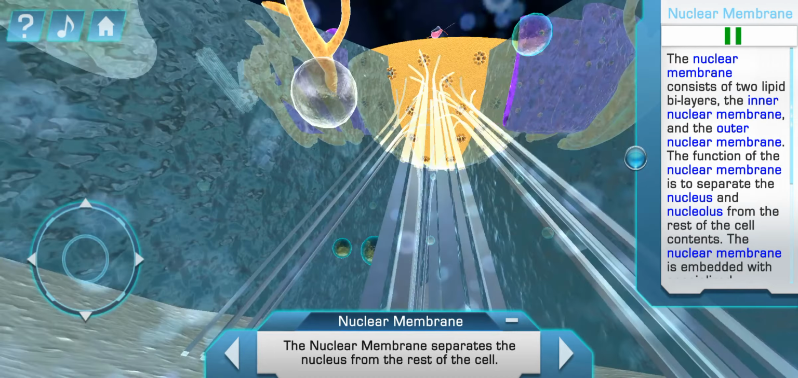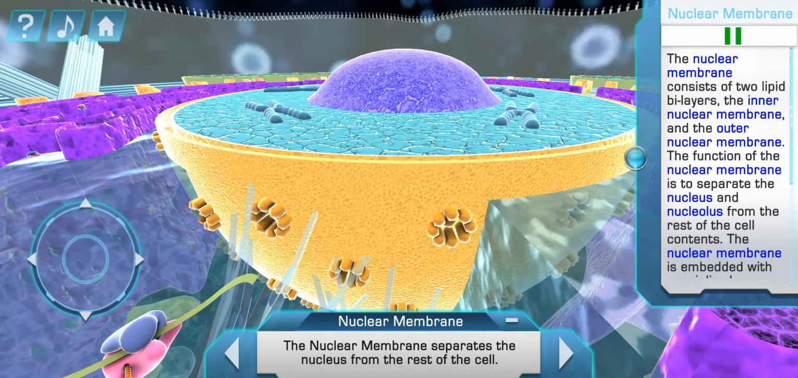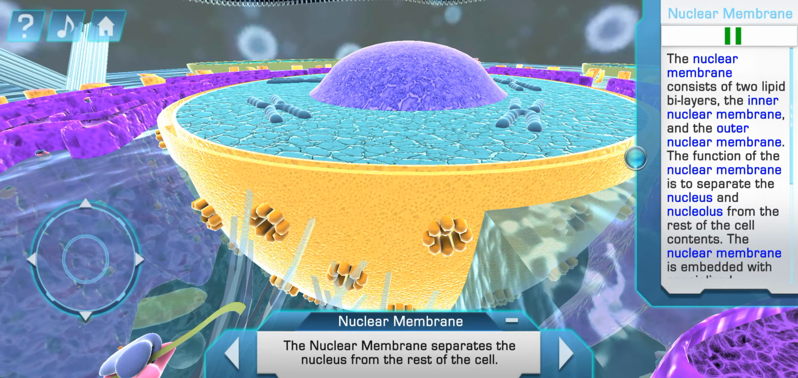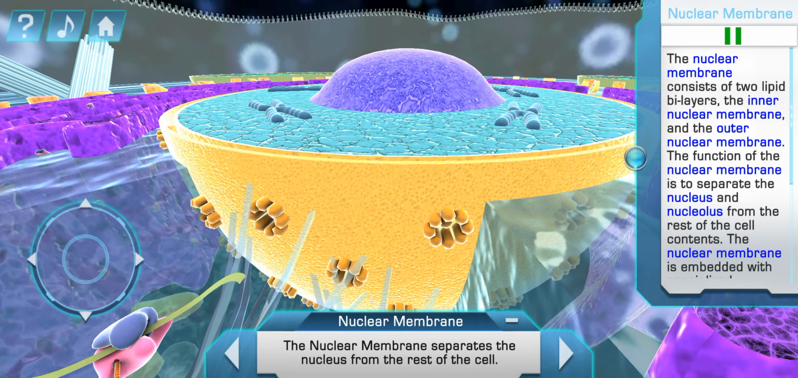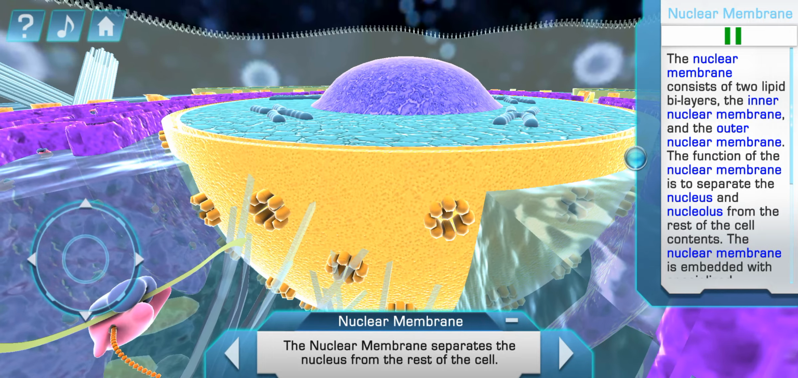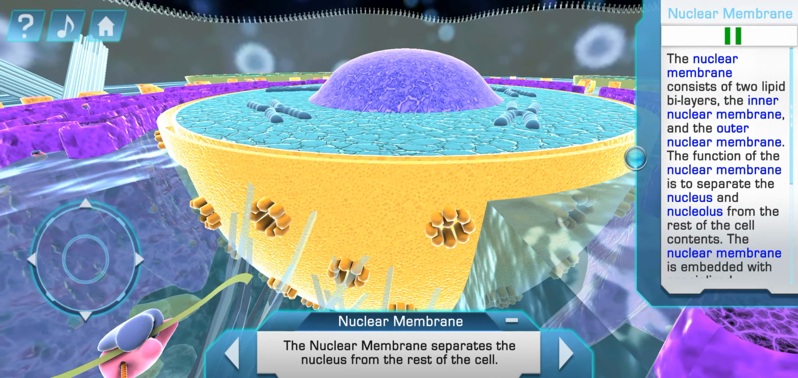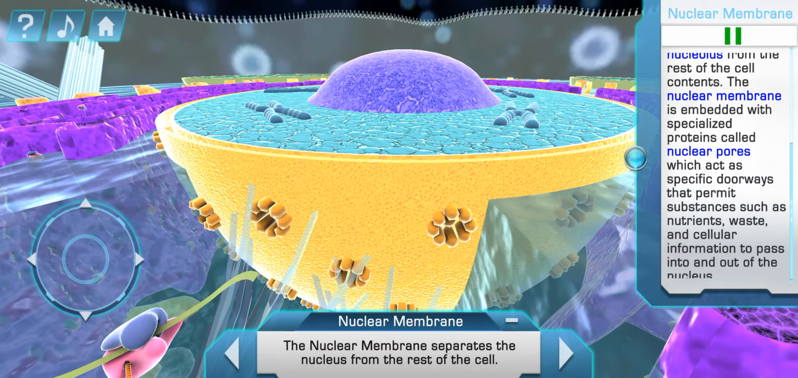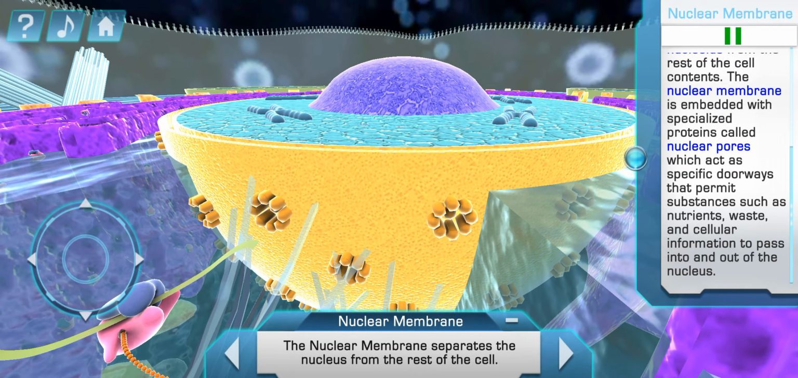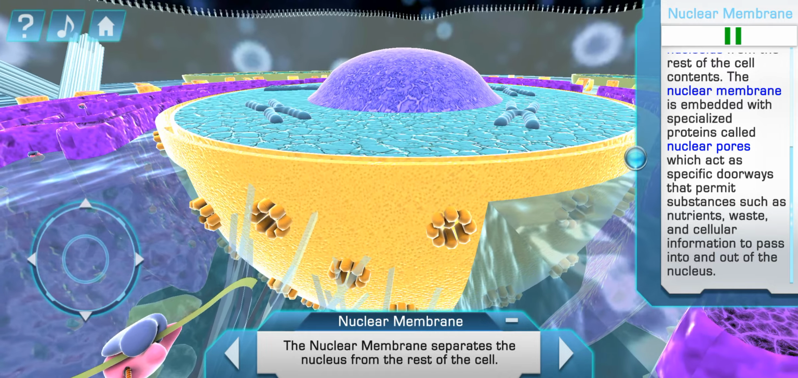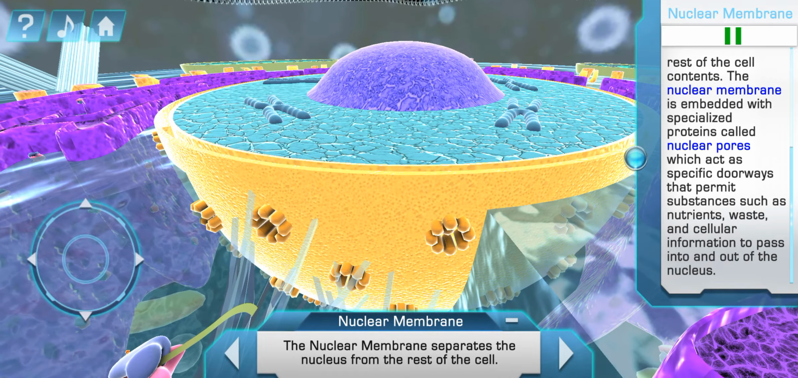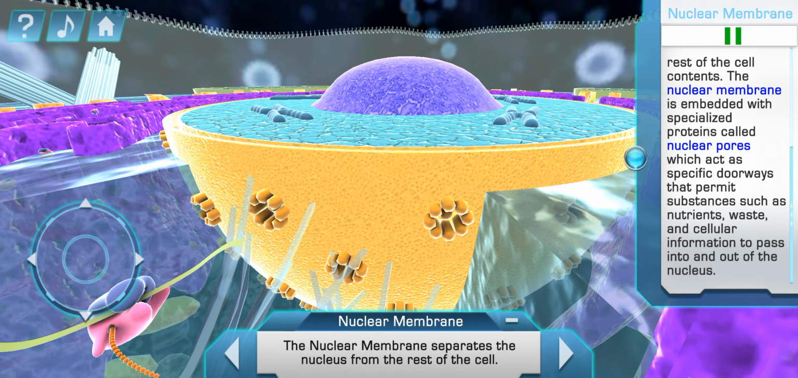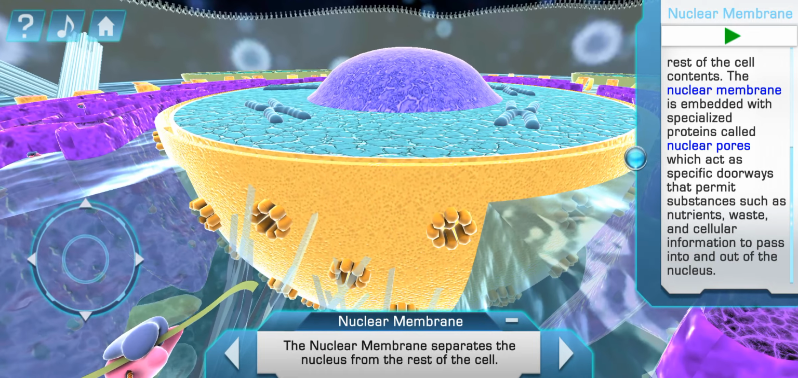The nuclear membrane consists of 2 lipid bilayers, the inner nuclear membrane and the outer nuclear membrane. The function of the nuclear membrane is to separate the nucleus and the nucleolus from the rest of the cell contents. The nuclear membrane is embedded with special proteins called nuclear pores, which act as specific doorways that permit substances such as nutrients, waste, and cellular information to pass into and out of the nucleus.